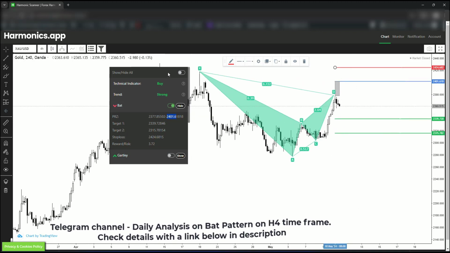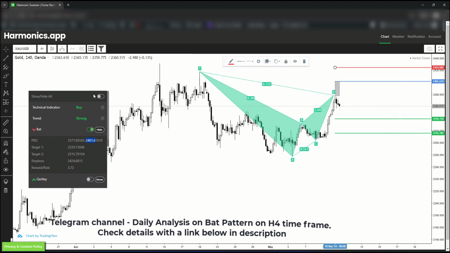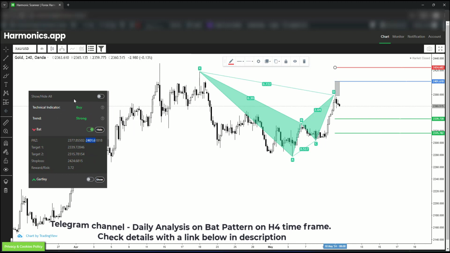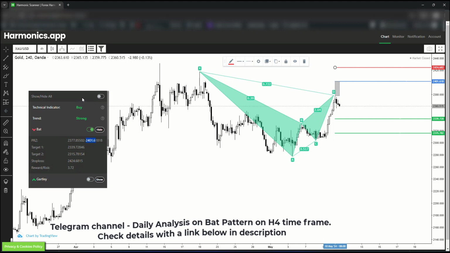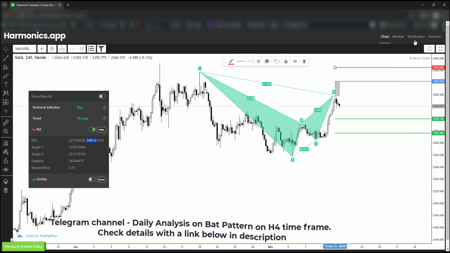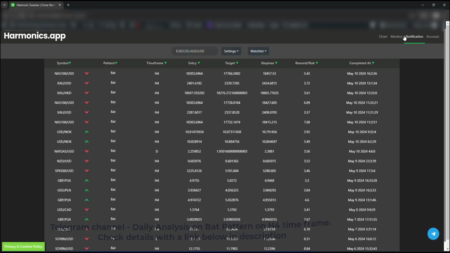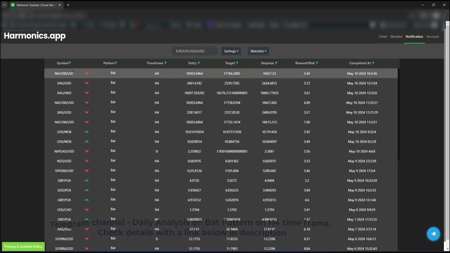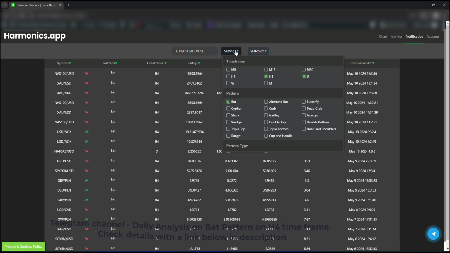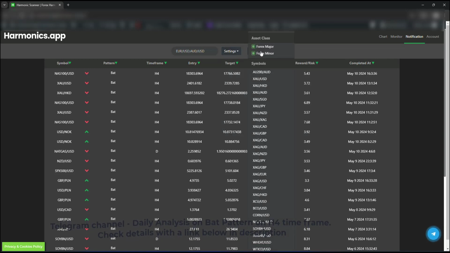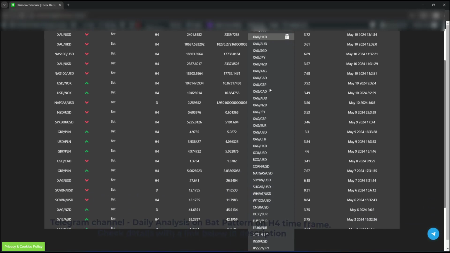After the Harmonic scanner has found this bat pattern on the chart, it sends me a notification over Telegram. Here we have a notification window where we can select which symbols we would like to watch. For example, the bat pattern is currently selected, and I would like the 4-hour and the daily time frame detected on the chart. Inside the watch list, you can select Forex Major, Forex Minor, and you have all the symbols that the scanner is tracking.